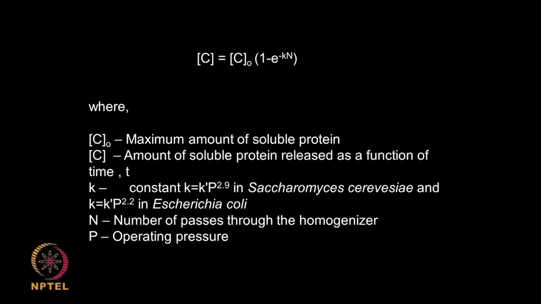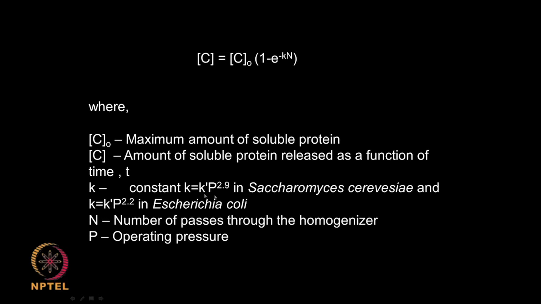Okay. So, in the previous bead mill we had e power minus kt, here we are having e power minus kn. So, again it is considered as a first order process, and the k depends upon the type of organism, whether you are using a bacteria or whether you are using a yeast, the k values differ, and the k value will depend upon the pressure.